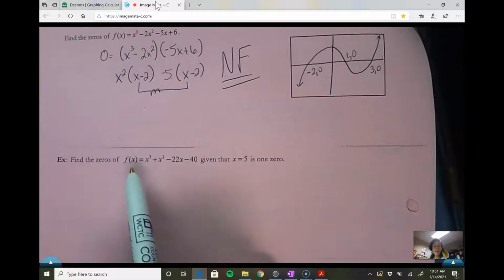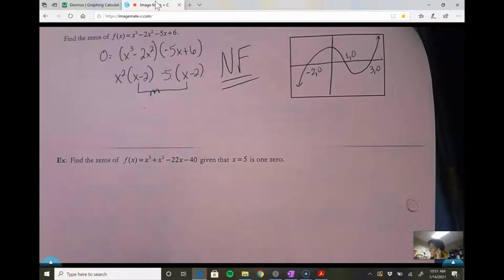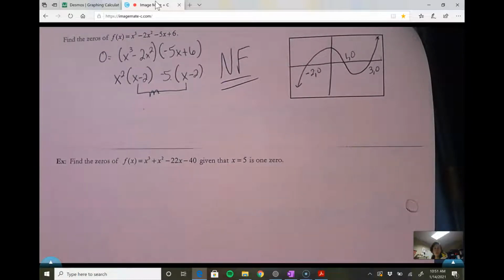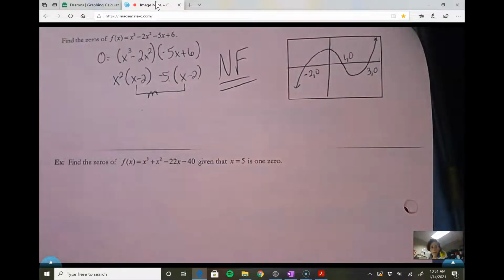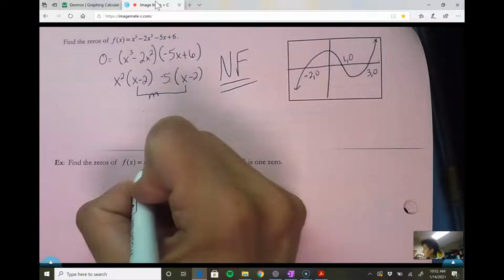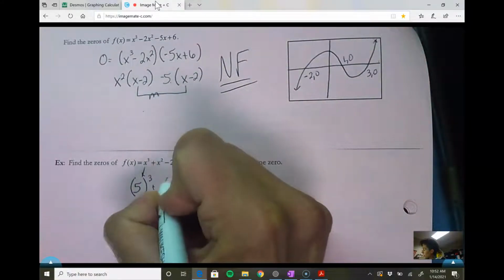In this example, I'm going to tell you one of the x-intercepts. I just want to prove to you that once I give you a number, we can get 0 out of it. This all ties into stuff that pops up on your test. So I'm just going to put 5 in here. Whenever I do that, I always like to put the number in parentheses.